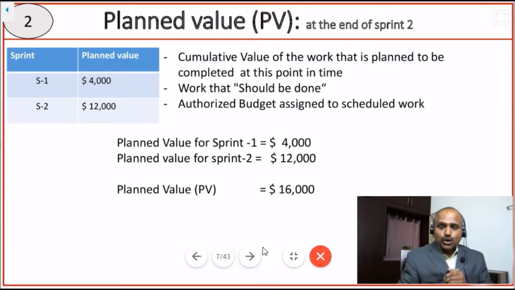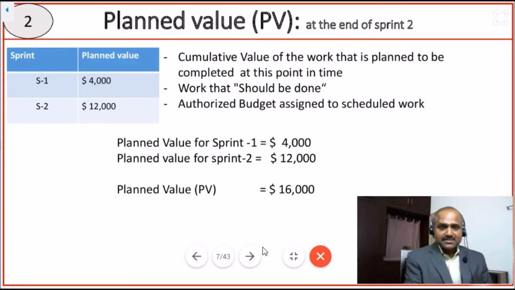Planned value is the cumulative value of the work that is planned to be completed at this point in time, or work that should be done, or the authorized budget assigned to scheduled work. All three things point to the same thing.